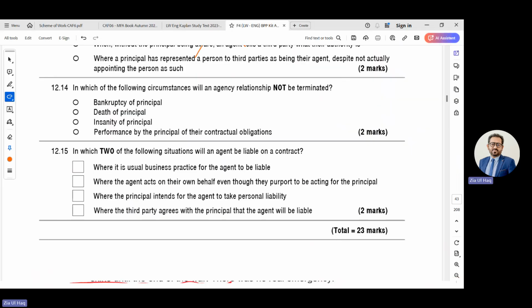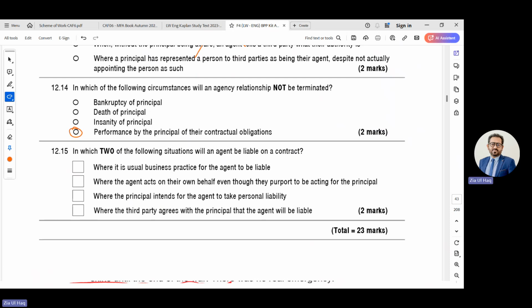In which of the following circumstances will an agency relationship not be terminated? An agency relationship can be terminated through bankruptcy of the principal. Principal dies. Insanity, meaning the principal becomes insane. Unsound mind. Performed by the principal of their contractual obligation. This is the best answer.